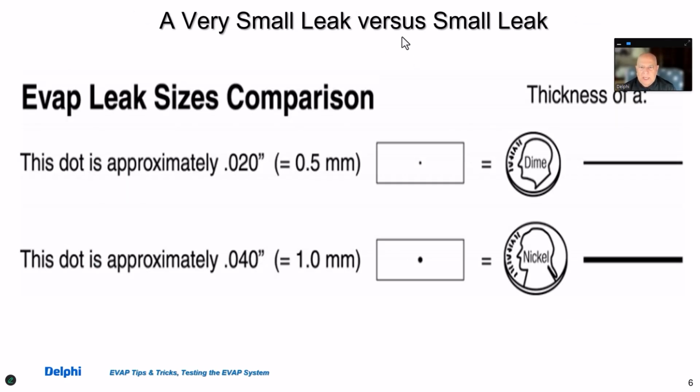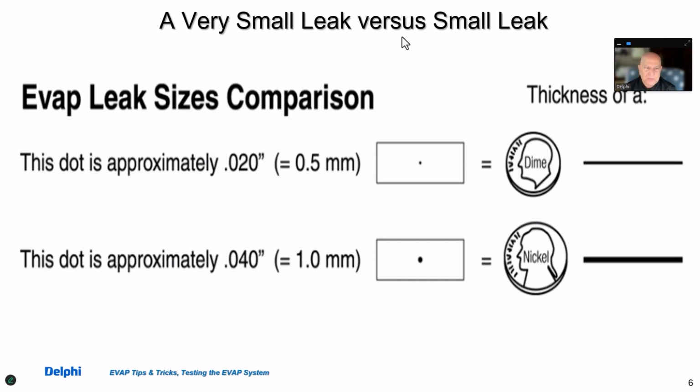Okay, EVAP size, just for comparison. I've kind of blown the slide up to show you how small a 20 thousandths of an inch leak is compared to a dime. More importantly on this whole thing, it can be multiple leaks adding up to a 20 thousandths of an inch leak. So you can't just say, oh, there's one spot. It could be multiple, and they can be very small. It can be very hairline cracks. I'll show you at the end.